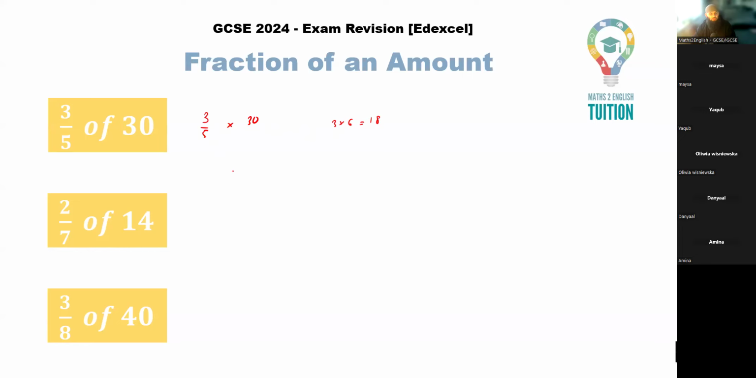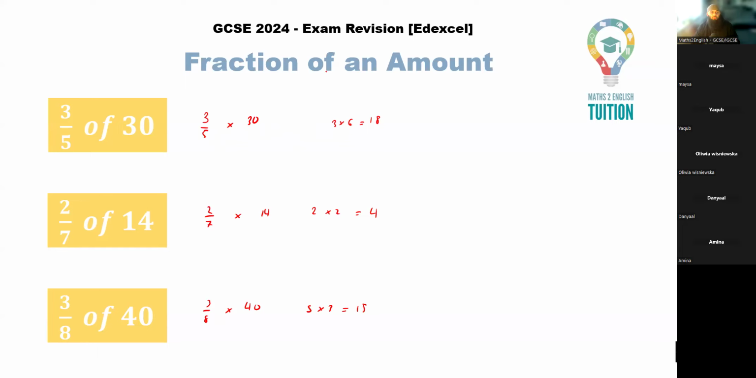Next question is over here. We have 2 over 7 of 14. You times it by that. So we divide it by 7, which gives us 2, okay, times by 2, it's going to give us 4. Next one over here, we have 3 over 8 times 40. We're going to divide it by 8, that gives us 5, times 3, that's going to give us 15.